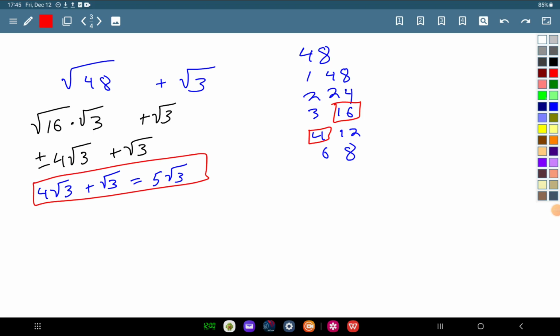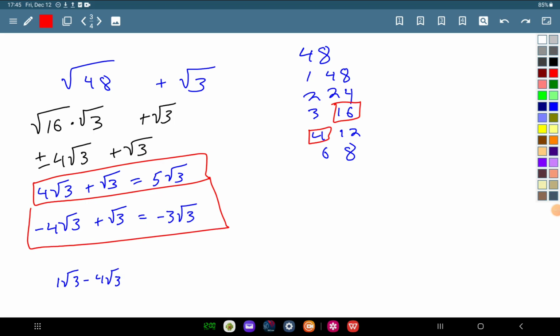The other answer is we have a negative 4 square roots of 3 added to a positive square root of 3. So this means basically 1 square root of 3 minus 4 square roots of 3. 1 minus 4 is a negative 3, so that's going to give us a negative 3 square roots of 3. This is our other answer.